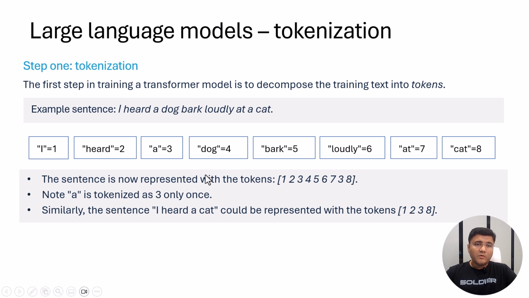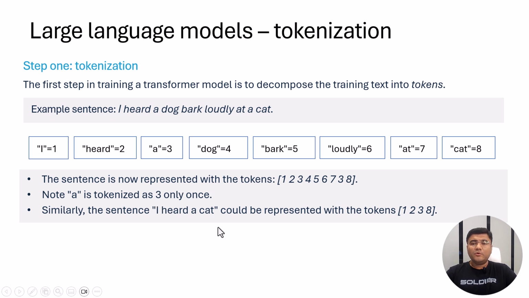When you have repeated words, for example, in this case I have the word "a". So I heard a dog, and then I'm saying loudly at a cat. So the word "a" is repeated twice. And remember, "a" is not tokenized twice; it's going to be tokenized once only, with the token number 3, something like that.